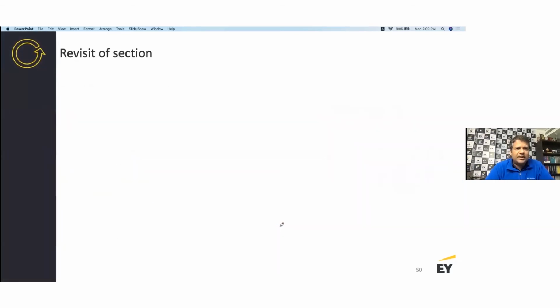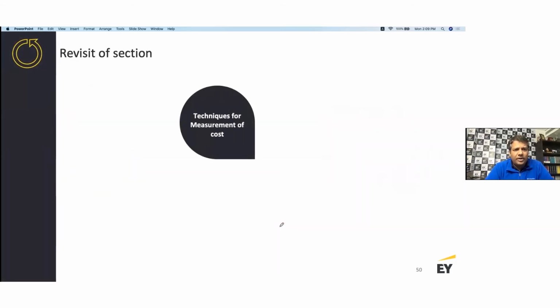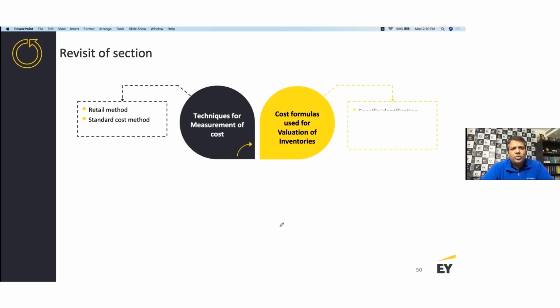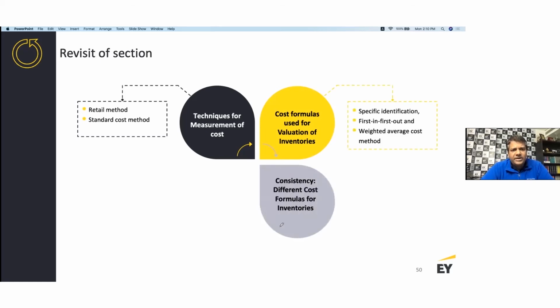Okay, let's quickly summarize what we have talked about. What are the different techniques for measurement of inventory? The retail method, which is applied in the retail industry. Then standard costing, which is very efficient. You can measure your cost of production leveraging standard cost, but you have to continuously compare with actuals. Or the cost formulas: you can use specific identification, FIFO or weighted average.